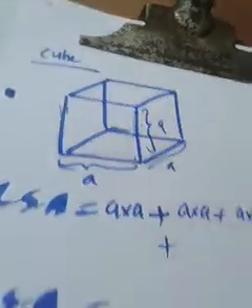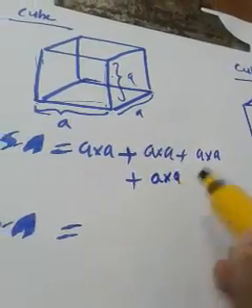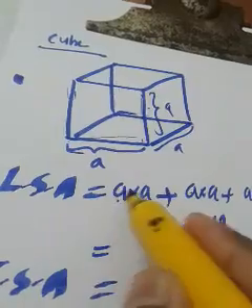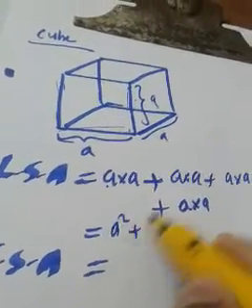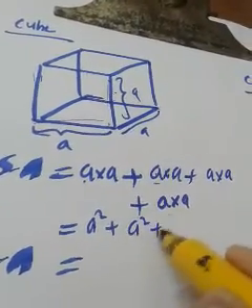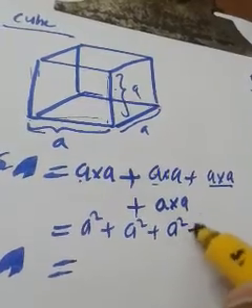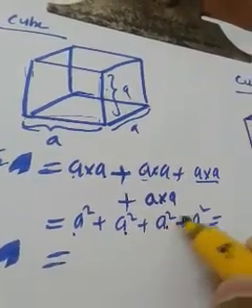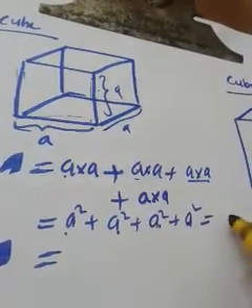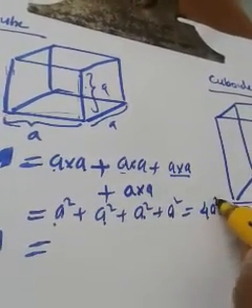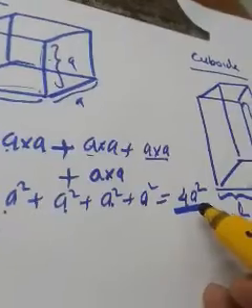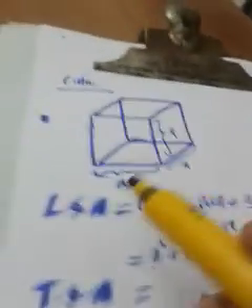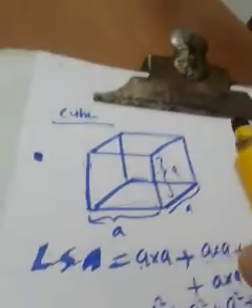So what is area of that? A into A. Okay, you just add this. What is A into A? A square, plus A into A, A square, plus A into A, A square. So in that way, A square plus A square plus A square plus A square, 4 times A square. That means 4A square is the formula for calculating lateral surface area of a cube.